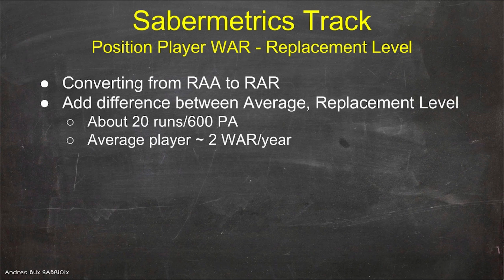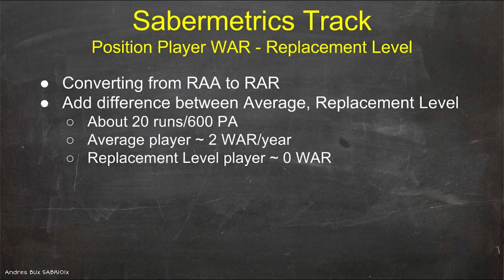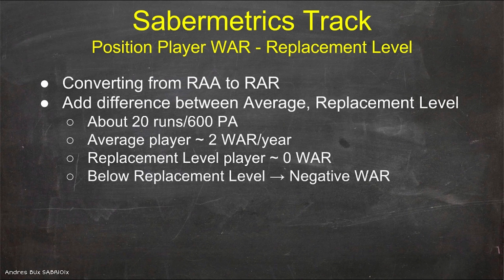If you generate 20 runs for your team, you're about a 2 wins above replacement player. That's the average player, about a 2 WAR player, and of course the replacement level player is a 0 WAR player. Now some players earn negative WAR, and they actually have below replacement level value.